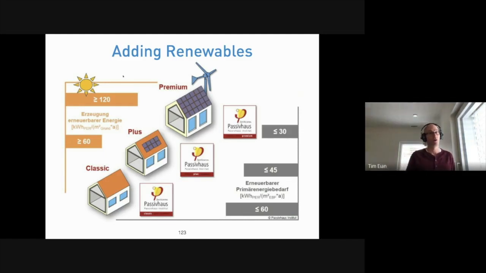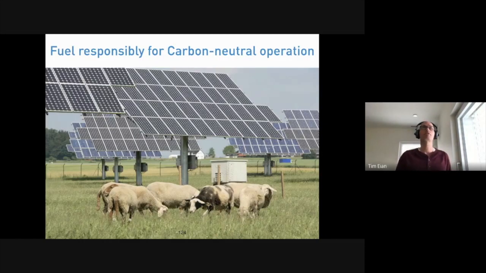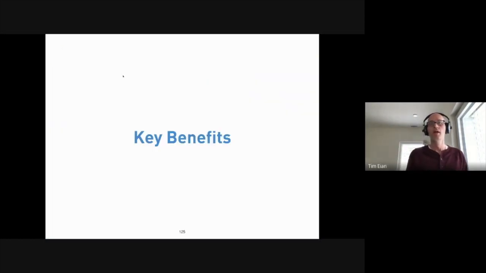That is a very tall order, especially in Minnesota. So think of the premium Passivhaus as a building that can supply itself entirely on the coldest day of the year, either through seasonal storage or ad hoc production. That is very, very difficult to do and leads to a whole other subject. But the general gist here is fuel responsibly for carbon neutral operation. So we're reducing energy massively on the front end, and making it from renewable resources can get us to carbon neutrality. Just a quick summary then of the key benefits, and we're through.